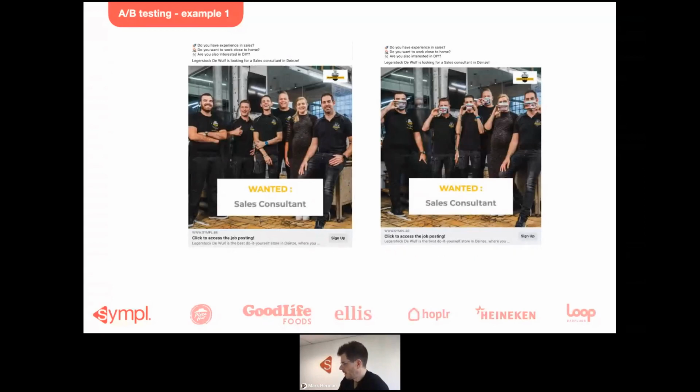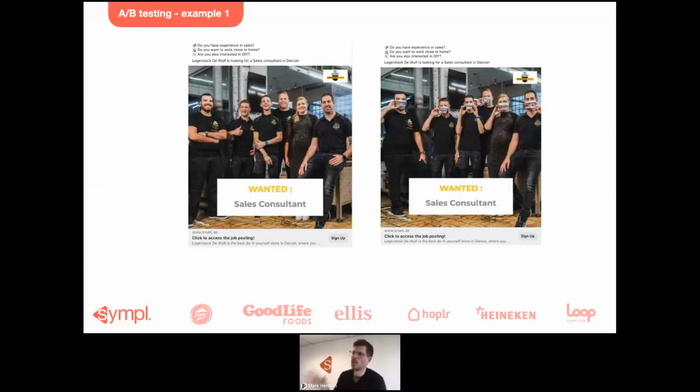Let's have a look at the results. And the one on the right, so the one with the masks on, seems to be winning. Well, it's not even a tight race. I think it's 65%, so a clear preference for the ad on the right. I'm very happy with that choice because that's exactly what we thought was going to happen.